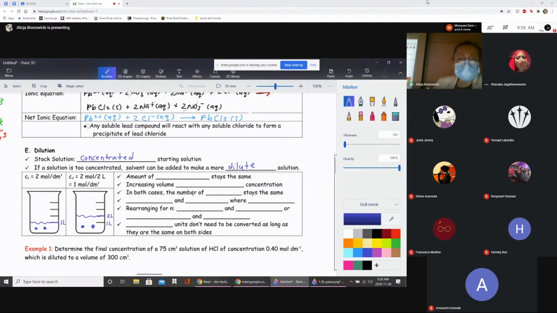Your amount of solute stays the same, the same number of moles. Increasing the volume decreases the concentration. And we saw in our little diagram, we increase the volume, we decrease concentration. In both cases, the number of moles stays the same.